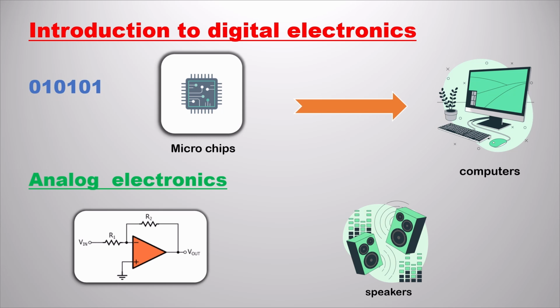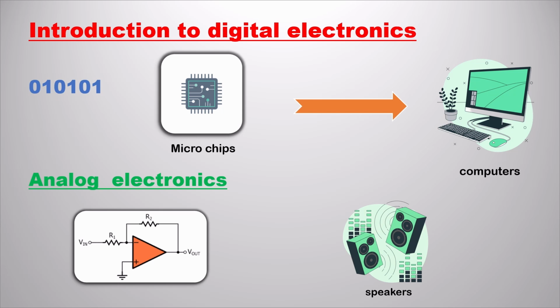So is there any electronics other than digital electronics? Yes, we have another kind, that is analog electronics. So what is meant by analog electronics? Digital electronics works on just zeros and ones, but analog electronics works on an infinite set of points. So it can take any value.